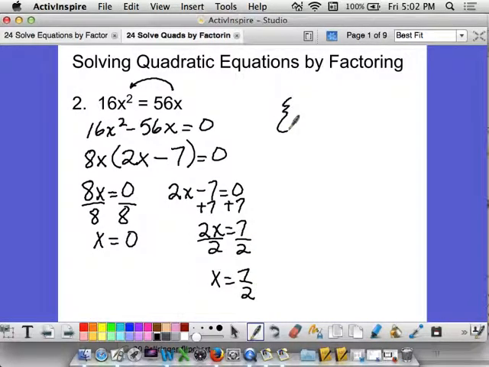So when I write my final answer on the test in the blank, it would be x is equal to 0, 7/2. Again, it's customary to write that from least to greatest.